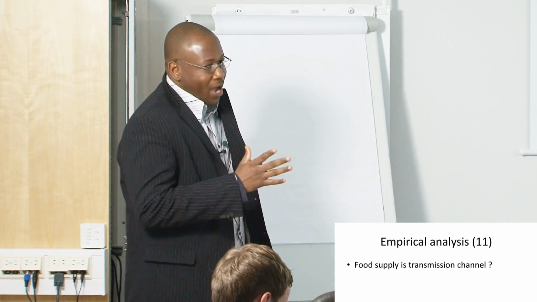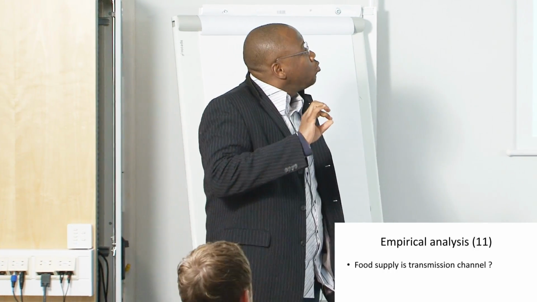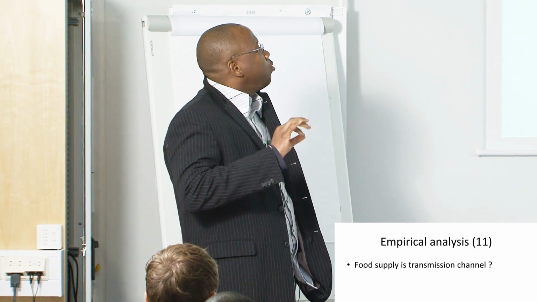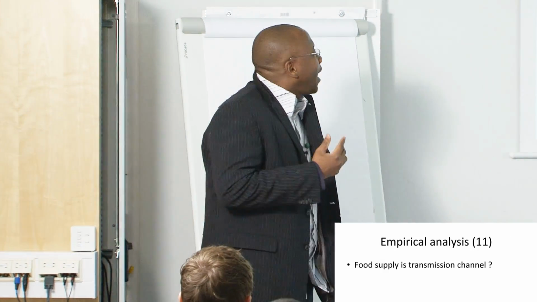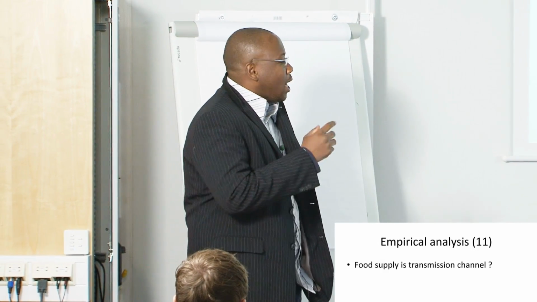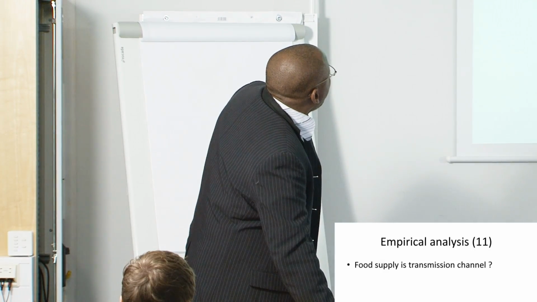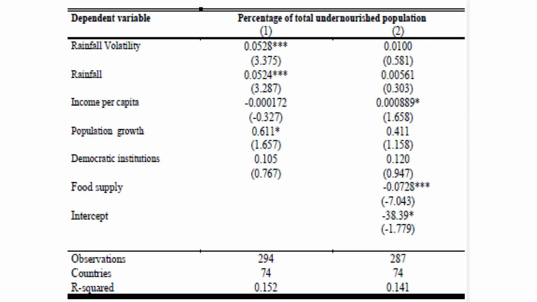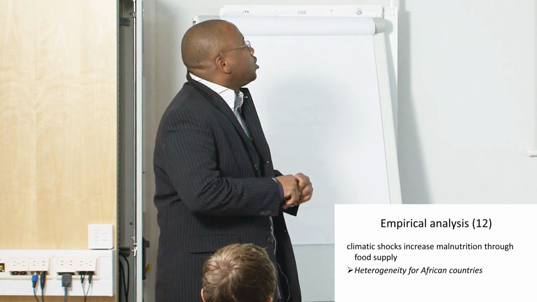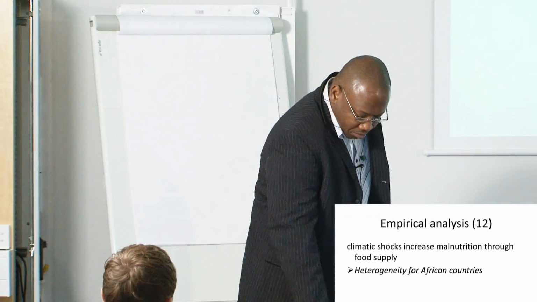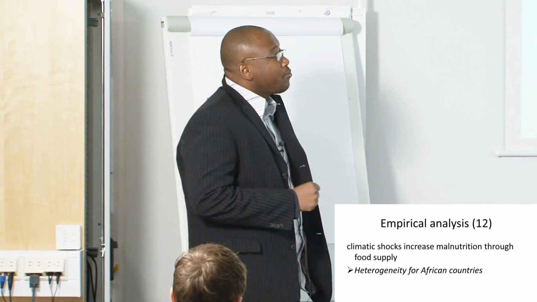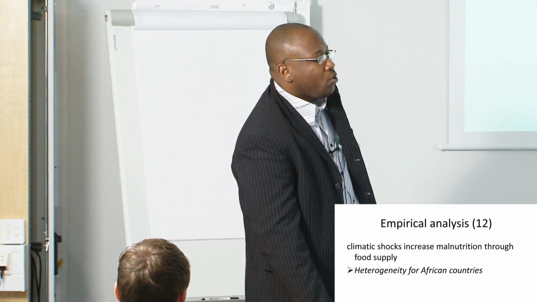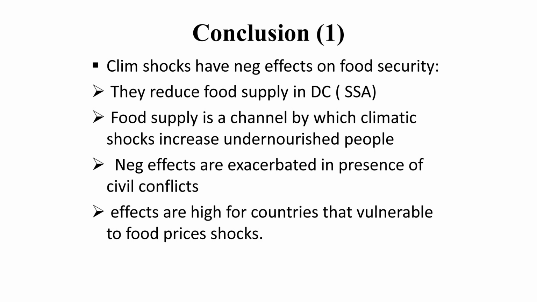We go further, and we find that climatic shocks reduce food supply, and climatic shocks increase undernourished population, and we ask ourselves if food supply is a transmission channel by which climatic shocks can affect the proportion of undernourished. For this equation, we add in our estimate food supply, and we find that climatic shocks increase malnutrition through food supply. And we look at heterogeneity for African countries. In our estimate, we have 33 African countries, and we find that the effect is more severe for African countries.